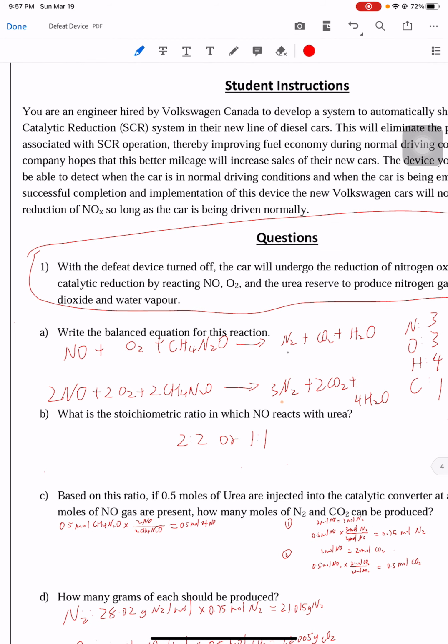The second question is about ratio. We can find it from the reaction. It's 2 to 2, or 1 to 1.